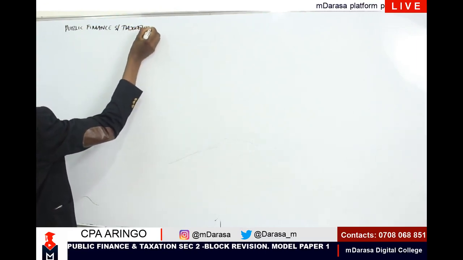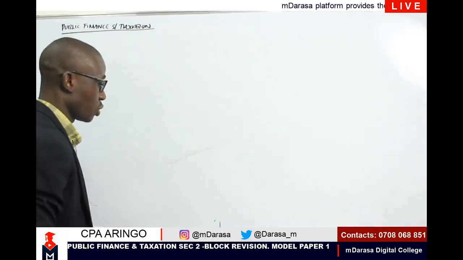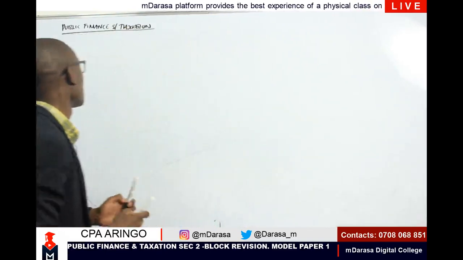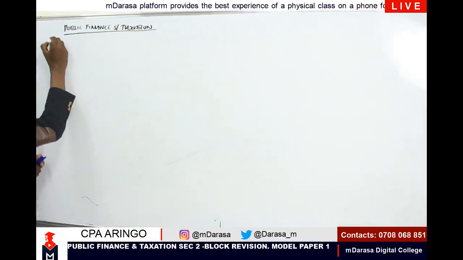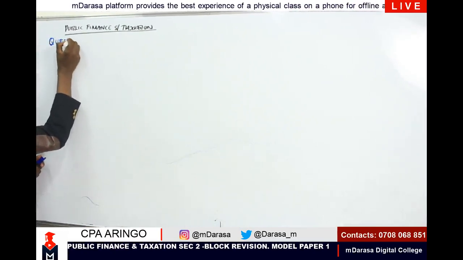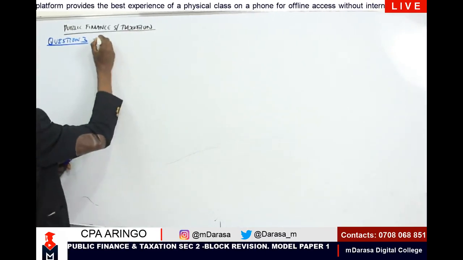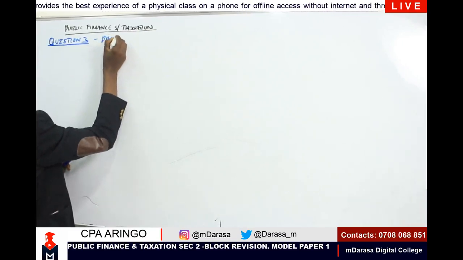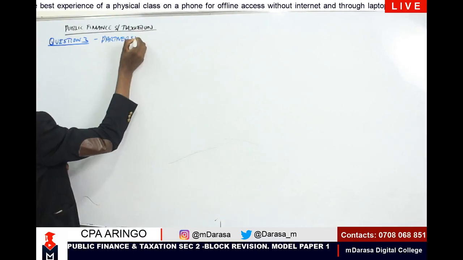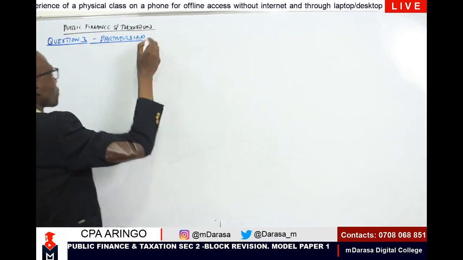So far, we've looked at question number one and question number two. So in our today's class, I want us to consider question number three. The concept in question number three in our block model paper is a concept to do with partnership. Taxation of partnership.